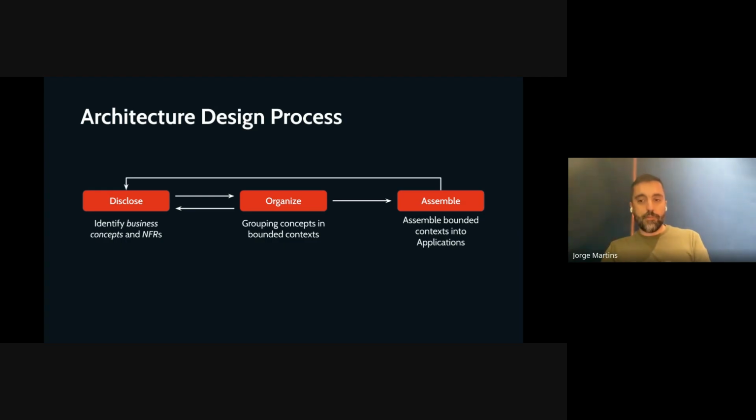So the first step would be the disclose step. This is where, as we start analyzing our requirements, we try to identify all the business concepts along with any non-functional requirements. This is very similar to what we do in the disclose step for OutSystems 11.